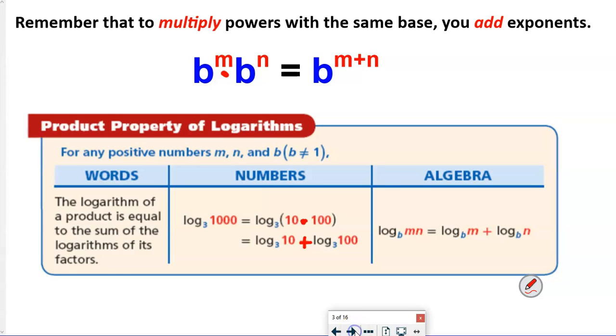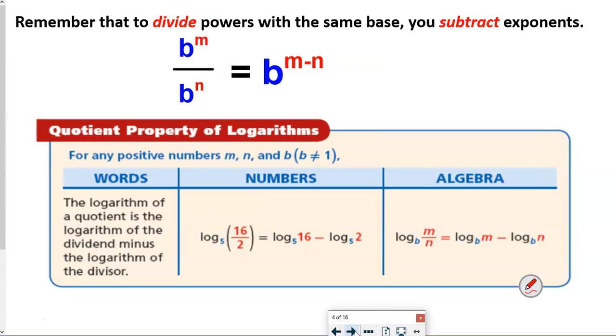Okay, so we're going to also do that with our quotient property, which is division. So here again, remember that to divide powers with the same base, you subtract the exponents, because whatever's in the denominator is a negative. So the logarithm of a quotient is the logarithm of the dividend minus the logarithm of the divisor, okay? So here again, we've got log base 5 of 16 over 2, so we're going to do log base 5 of 16 minus log base 5 of 2. And the algebra property over here is log base b of m over n is equal to log base b of m minus log base b of n.